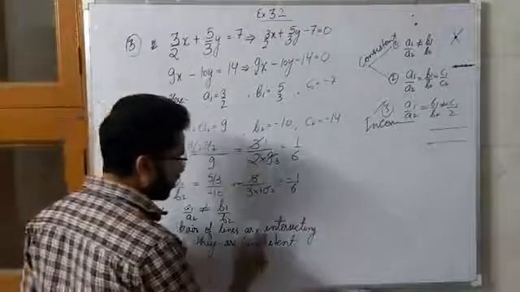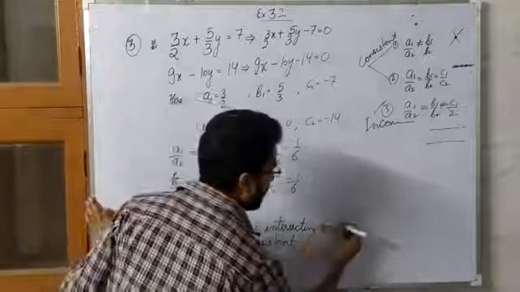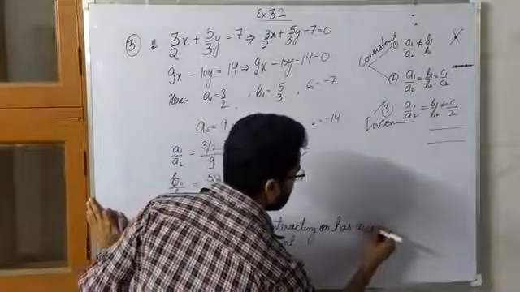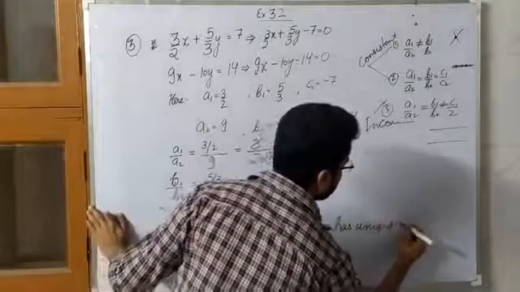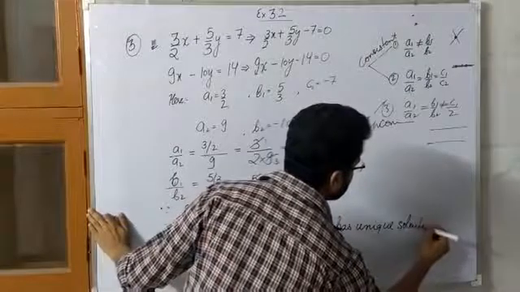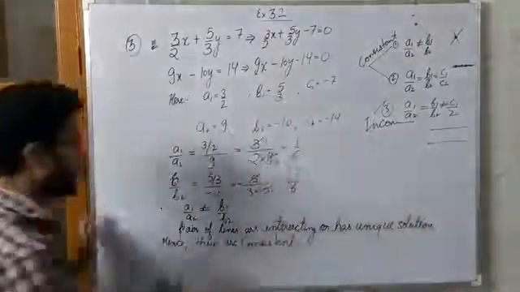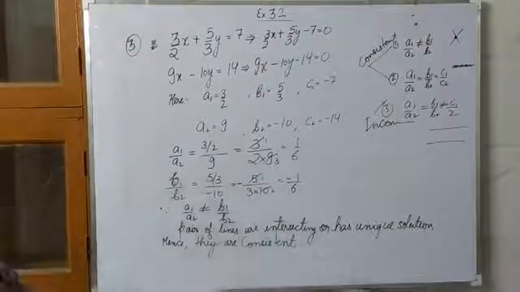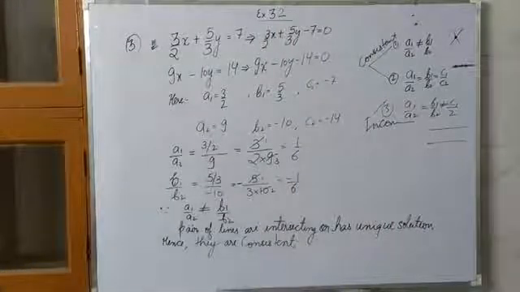You can write, and therefore the pair of lines are intersecting or has a unique solution, right? This statement also you can write, or unique solution, right? So therefore they are consistent. Now come to question number 4, right?